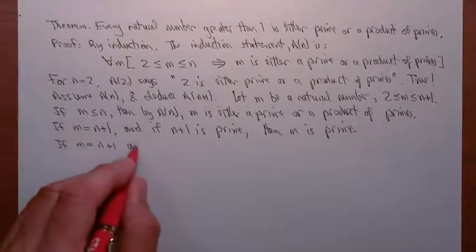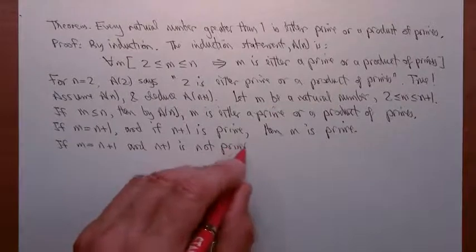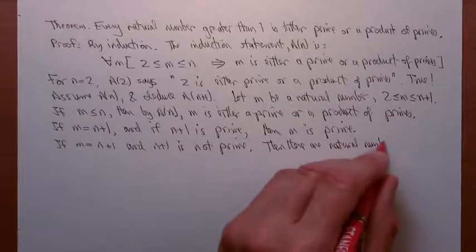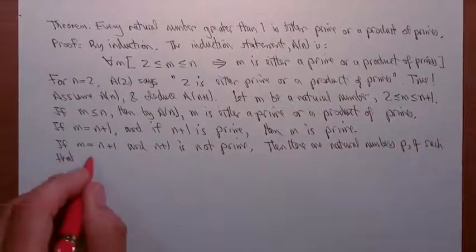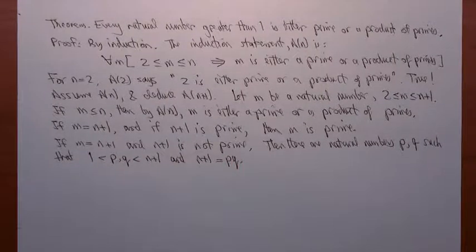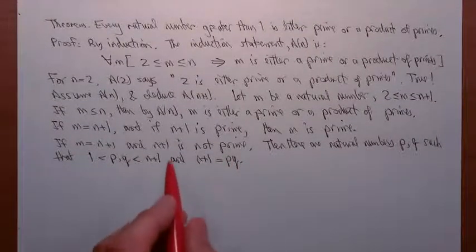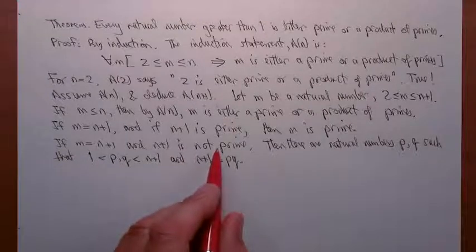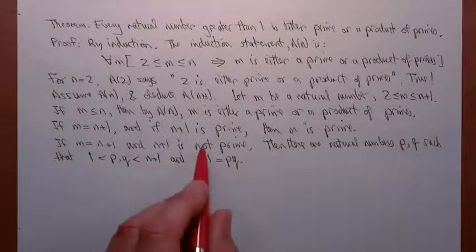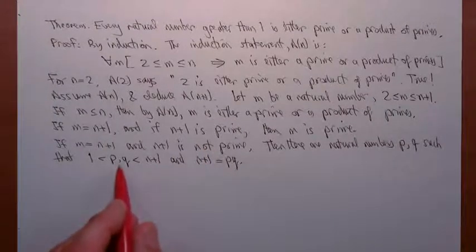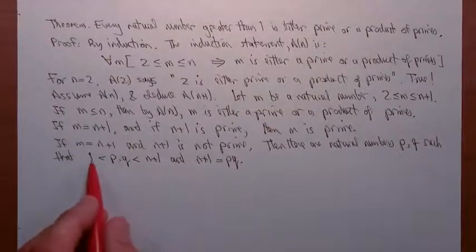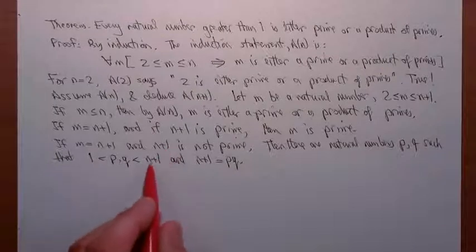So what happens if m equals n+1 and n+1 is not prime? Then there are natural numbers p, q such that 1 less than p, q less than n+1 and n+1 equals pq. If n+1 is not prime, then it can be obtained as a product of two smaller numbers. Not being prime means you can find two smaller numbers whose product equals the number. Two smaller numbers other than 1, that is. So this is just a definition of not being prime.